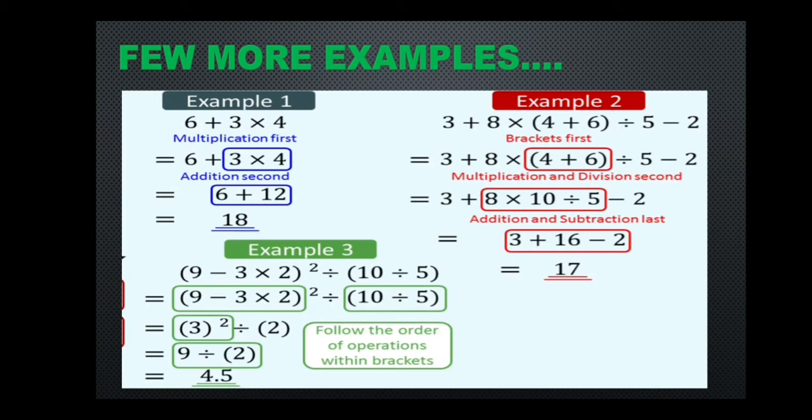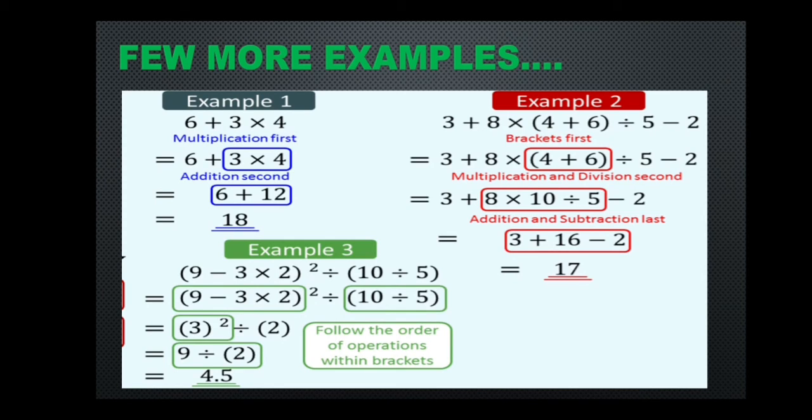Now let's move to example 2. In example 2 there is a round bracket. So first we will solve the round bracket. 6 plus 4 is 10. Then after this expression we have to use DMAS. So division first. 10 divided by 5 is 2 and 2 multiplied by 8 is 16. So we have to solve division and then multiplication. 16 plus 3 is 19 and 19 minus 2 is 17. So here is the order of the series which we have to follow.